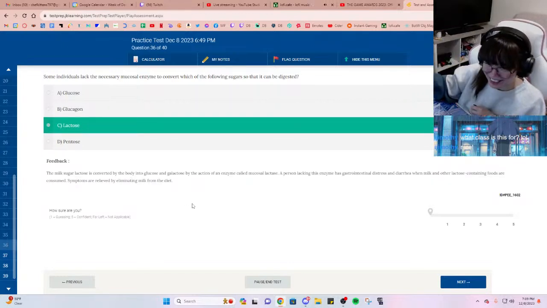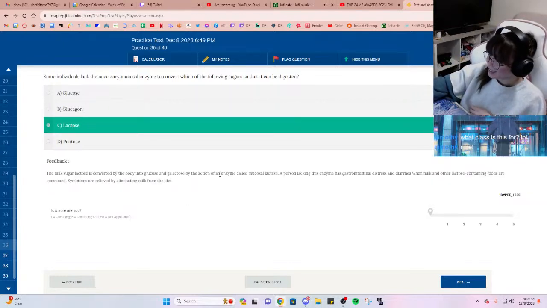Yes! I guessed the right one this time. I think it was lactose, because it was like lactose intolerance or something. Milk sugar, lactose, is converted by the body into glucose and galactose by the action of an enzyme called lactase. A person lacking this enzyme has gastrointestinal distress and diarrhea when milk and other lactose-containing foods are consumed. Symptoms are relieved by eliminating milk from the diet. Lactose intolerance.